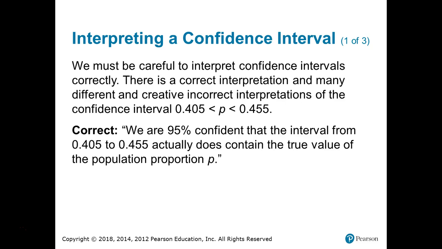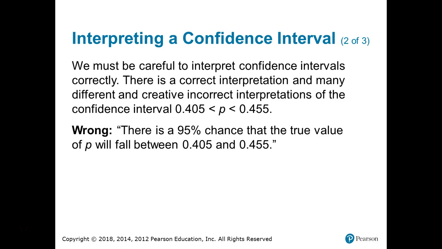Okay, interpreting a confidence interval. We must be careful to interpret confidence intervals correctly. There is a correct interpretation and some not proper ways to word this. So the correct way to say it, given this confidence interval including the margin of error, is: we are 95% confident that the interval from 0.405 to 0.455 actually does contain the true value of the population proportion p.